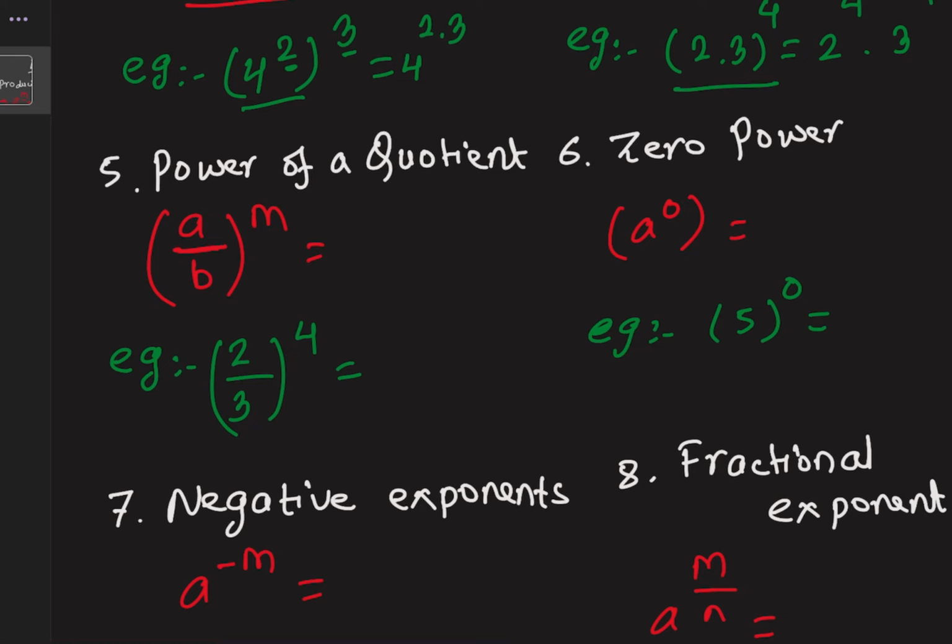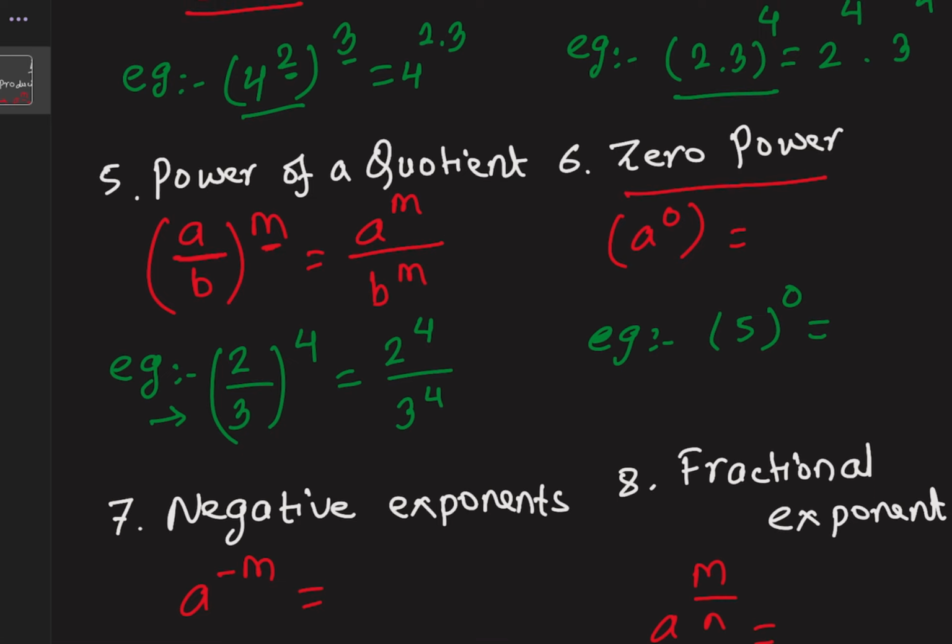And what it says is that when a quotient, a divided by b, is raised to the power m, we can apply the exponent m to both the numerator and the denominator. That is simply a to the power m divided by b to the power m. So for example, 2 divided by 3 raised to the power 4 can be written as 2 to the power 4 divided by 3 to the power 4. We can simply apply the exponent to both of them.